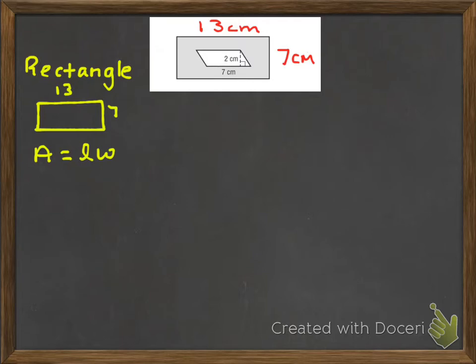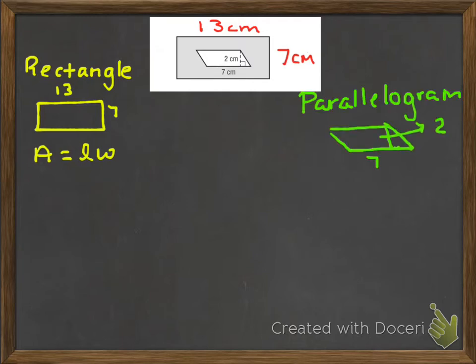So now we'll go over here to the other side and we'll start on our parallelogram. As we can see here, we've got parallelogram, and I've also identified the dimensions. 2 is the height of our parallelogram, and 7 is the base of our parallelogram. So now we can go ahead and write our formula, which is area equals base times height. For this particular problem, it does matter.